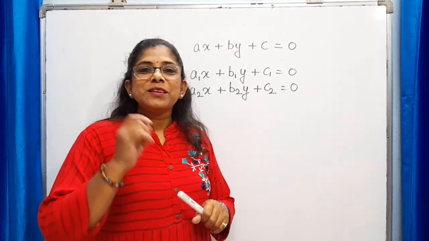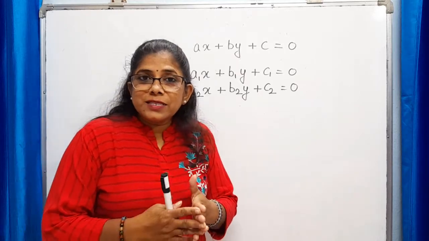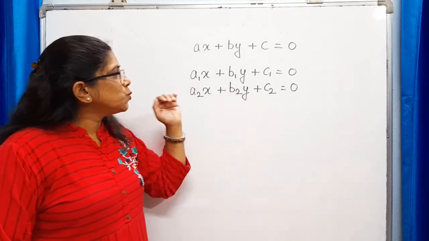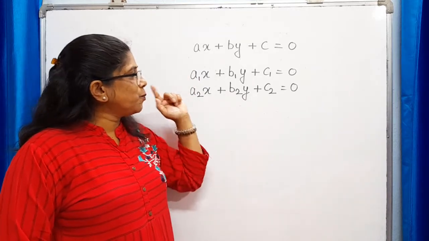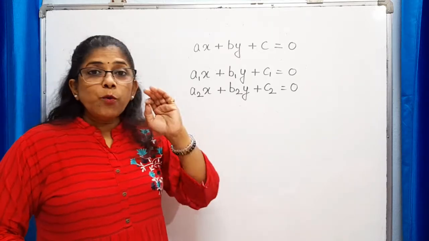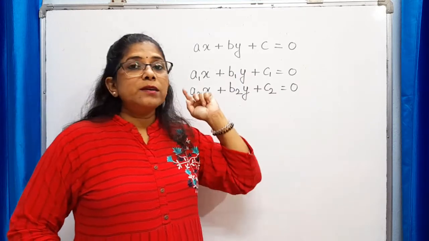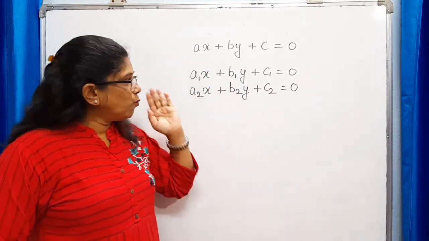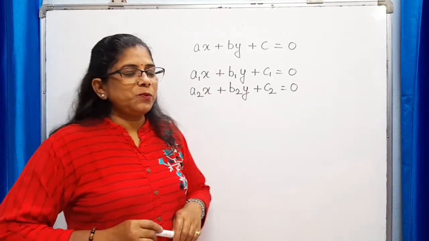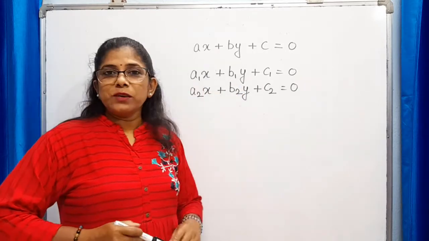Yes, an equation represents one line. So when these two lines intersect each other at a point, the point of intersection is the solution. The x coordinate of that point is the value of x and the y coordinate of that point of intersection is the value of y. So when these lines intersect, we will have the solution of these two equations.